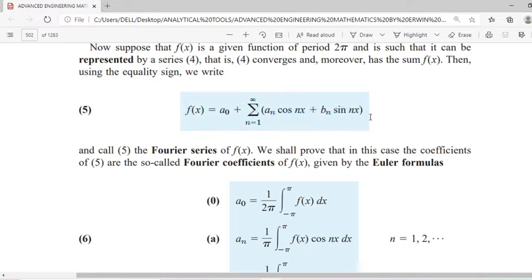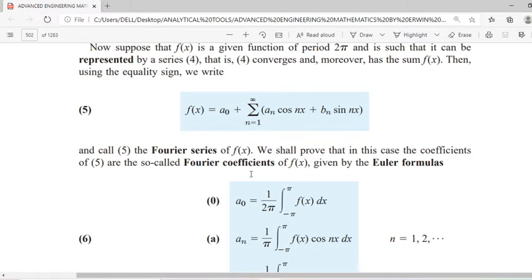That means the left side is a function, which is a periodic function. What is the right side? The right side is a series representation in terms of cos x and sin x. So any periodic function can be represented like this. That is the advantage of using Fourier series analysis. Any periodic function can be represented in this form, equation number 5.